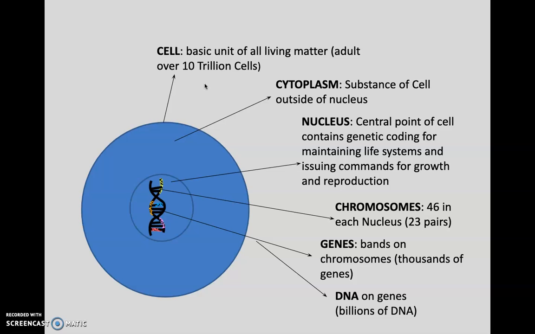If we look at this in reverse, it is like a building block. Starting really simple, we have our DNA. Our DNA is found on those genes. Those genes comprise a total of 46 different chromosomes in 23 pairs. Those chromosomes are found in the nucleus, which is inside of the cell, but surrounded by that cytoplasm.